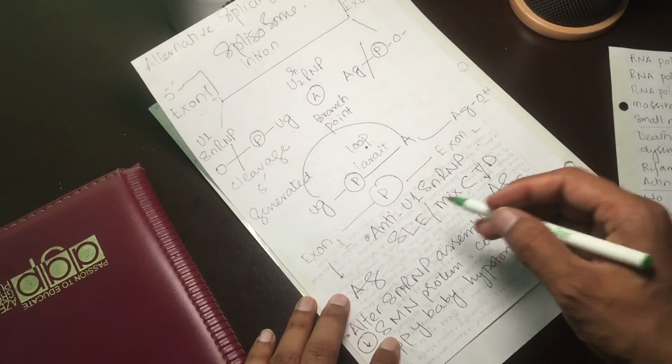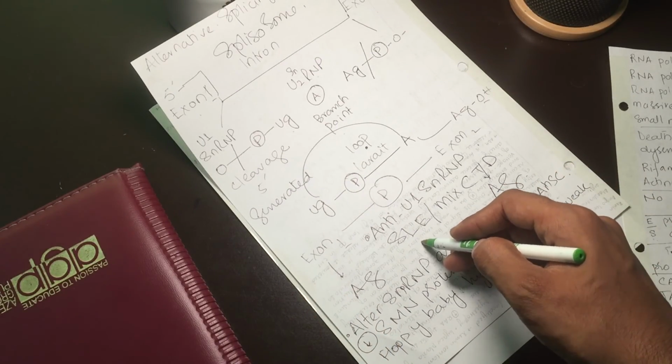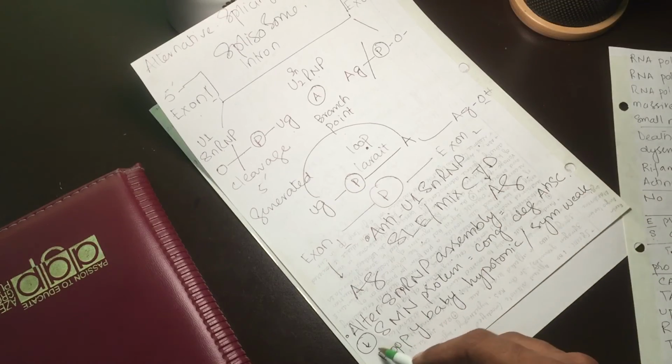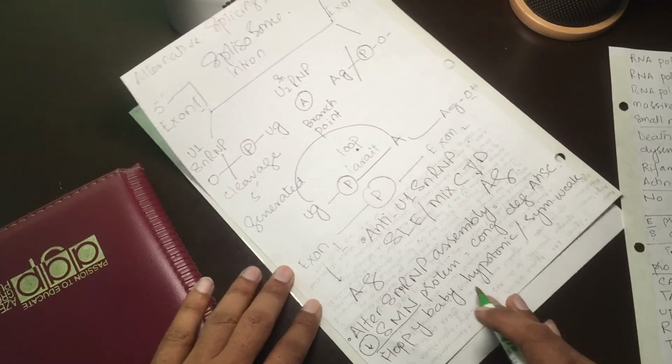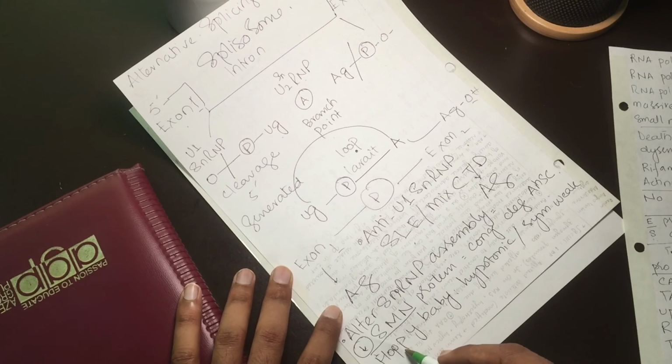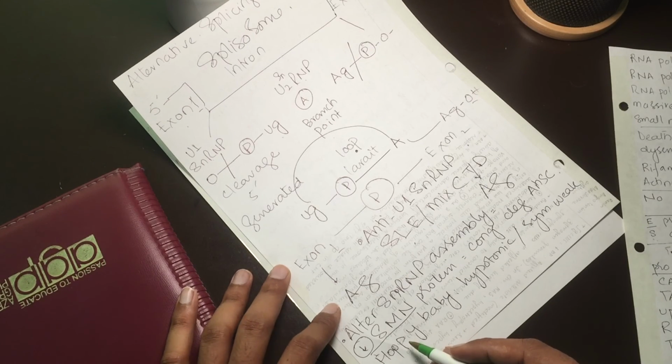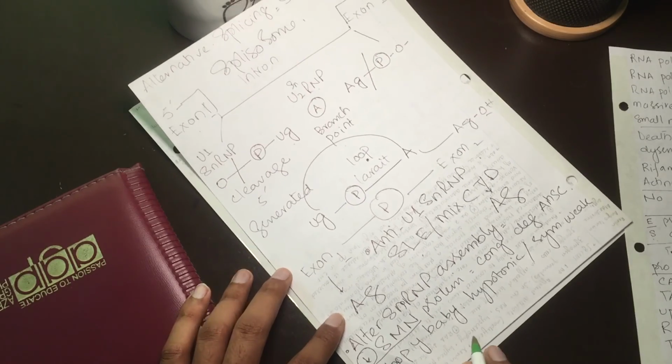Which antibody causes SLE? U1 SNRP. And SMN protein assembly alteration can cause spinal muscular atrophy, the floppy baby.